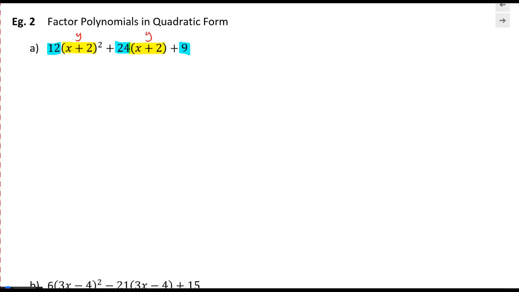12, 24, and 19 are all multiples of 3, so I'm going to factor 3 out of everything, and I'm left with 4. I'm going to use square brackets out here since I've got those extra round ones on the inside. (x + 2) squared plus 24 divided by 3 is 8, (x + 2), plus 3.